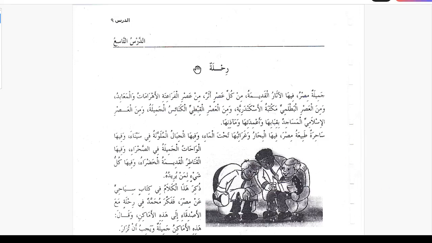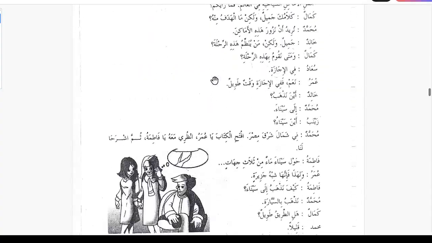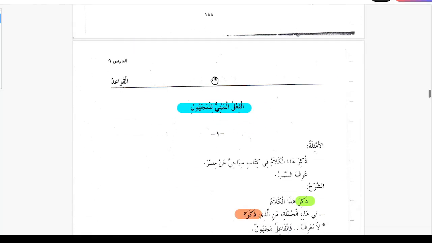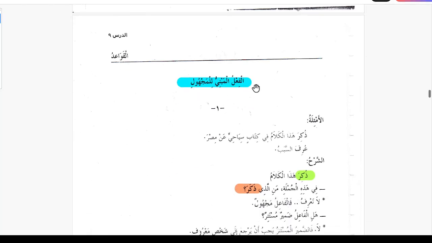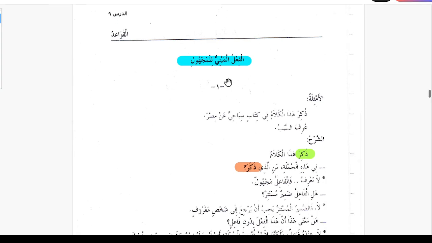Bismillahirrahmanirrahim. Ad-Darsu Tasiu. The lesson number 9, Rihlatun, is about a journey. Before we go through the lesson, let's review the concepts of this lesson, what this lesson is all about. So, this lesson is about the passive voice tense in Arabic, al-failul mabniu lil majhul, how the passive voice tense works in Arabic.